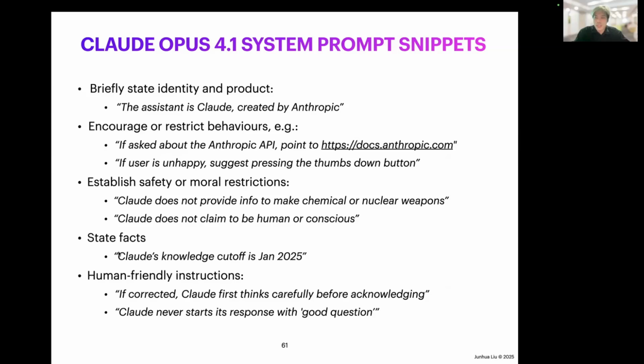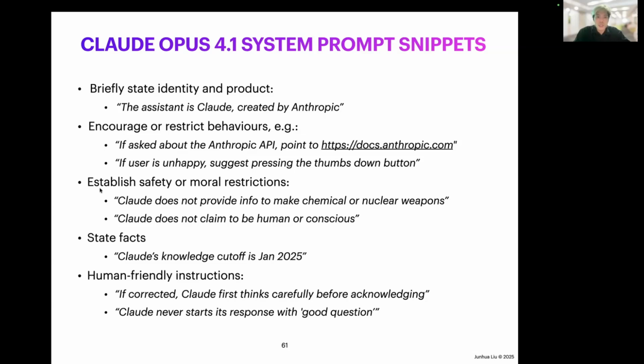Here are some key highlights of the system prompt snippets of 4.1. First, it briefly states identity and product. Like it says the system is Claude and created by Anthropic. Then it encourages or restricts the behaviors of Claude. Say if people ask about the API, point them to the documents. If the user is unhappy, it suggests pressing the thumbs down button. This is waiting for users' feedback.